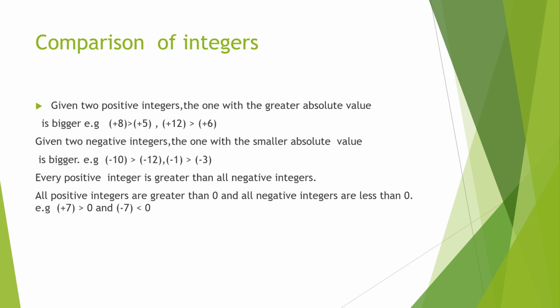For example, we can take positive integers plus 7, plus 18, plus 20. They all are greater than 0. We take some negative integers minus 7, minus 23, minus 37. They all are less than 0.